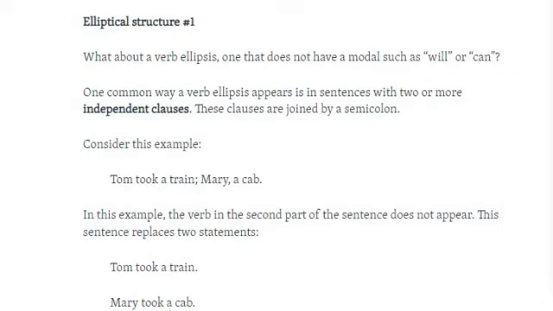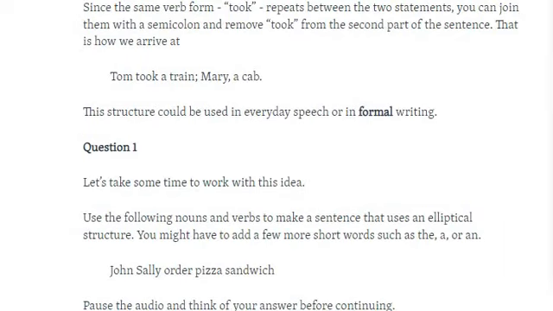This sentence replaces two statements. Tom took a train. Mary took a cab. Since the same verb form, took, repeats between the two statements, you can join them with a semicolon and remove took from the second part of the sentence. That is how we arrive at Tom took a train; Mary a cab. This structure could be used in everyday speech or in formal writing.